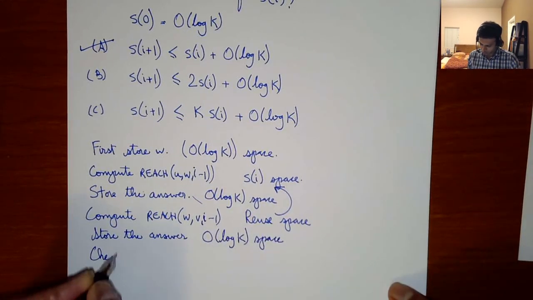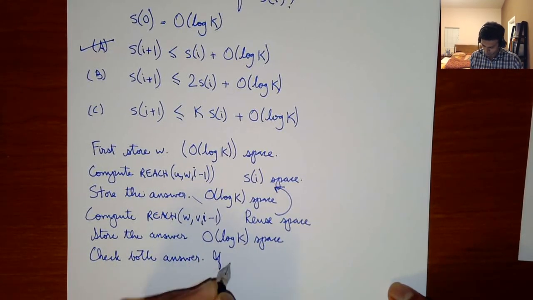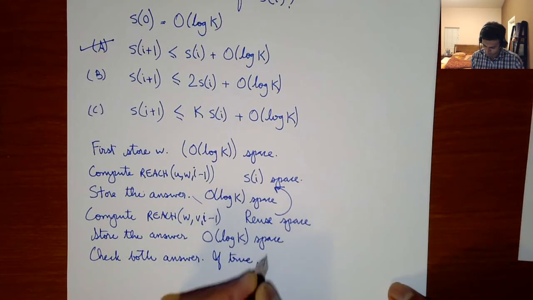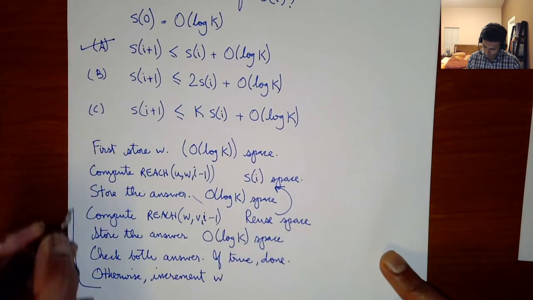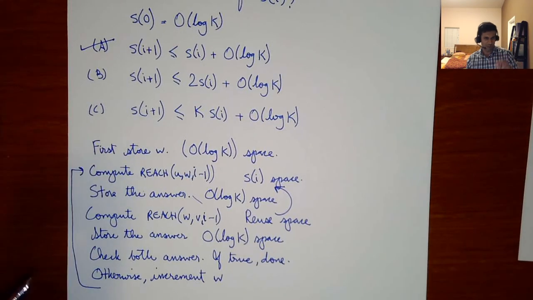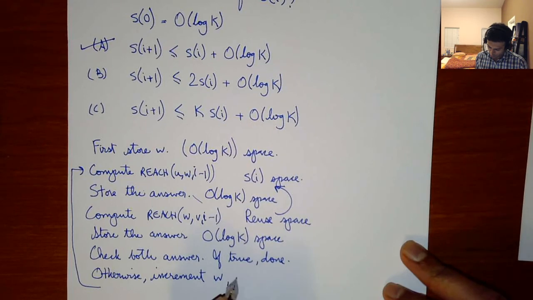So you check both answers. If true, done. Otherwise, increment w and you go back. Remember, you're storing w, right? So you increment w because you can think of it as just a string. So you move on to the next one. You can just add one, or use any ordering on the strings. So you increment w and clear all the other space.